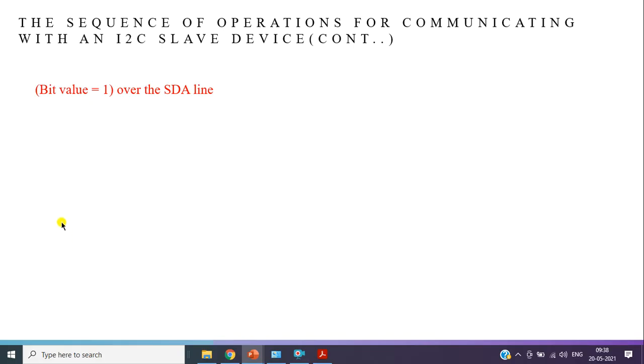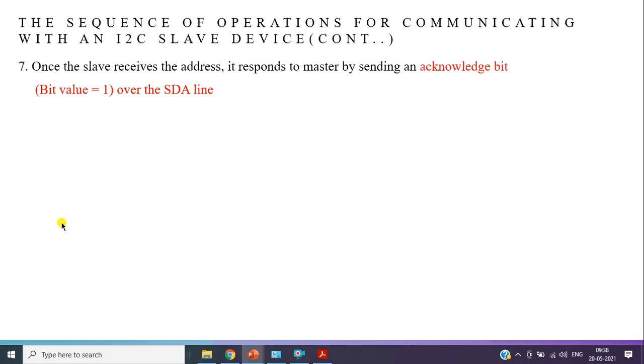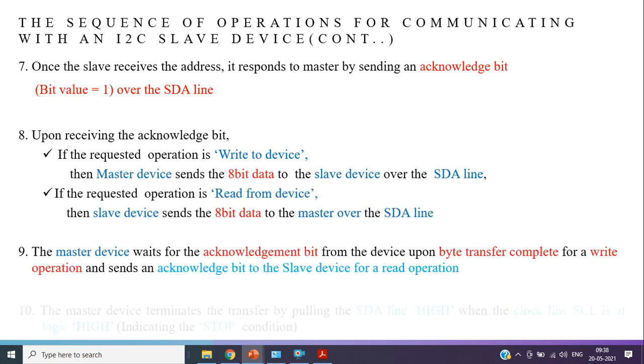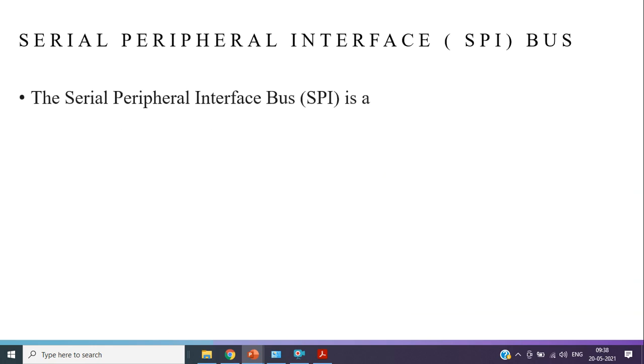We'll go for the working of the next protocol, that is the SPI protocol. Probably we'll end up with this. Unfortunately, the slides I prepared are not present, so I'll just end here, giving the introduction. Due to the lack of power backup, it went off.